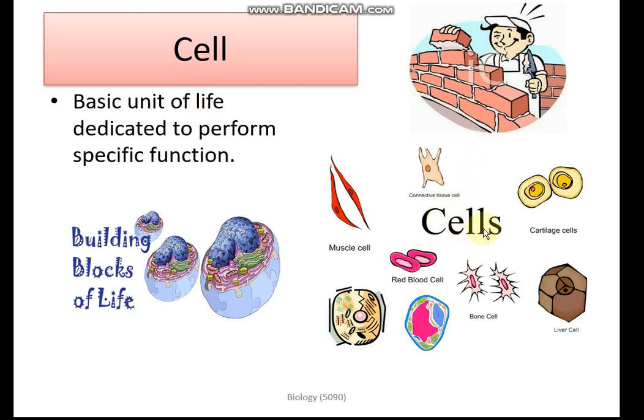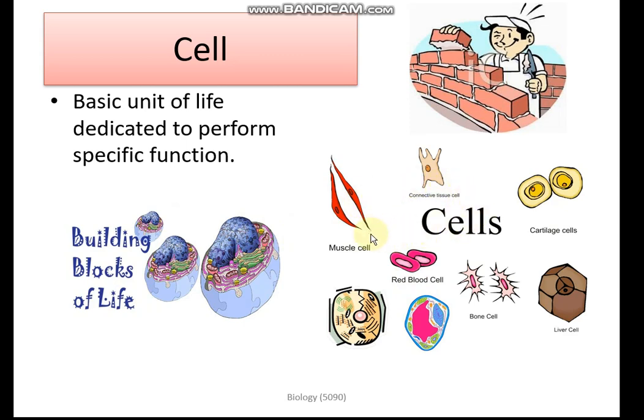And there are different types of cell in this diagram. Muscle cells are there, red blood cells are there, connective tissue cells, cartilage cells, bone cells. These are different types of cell. You are already familiar with the red blood cell. Their function is to carry oxygen to all parts of body. In different chapters of this course, you will learn about these different types of cells.